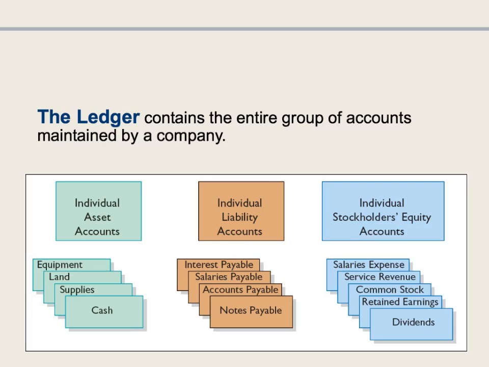So here's a visual picture of the different accounts in the ledger. You have equipment, land, supplies. Every asset has its own account. Same with liabilities. And in the equity section we have revenue and different expense accounts.